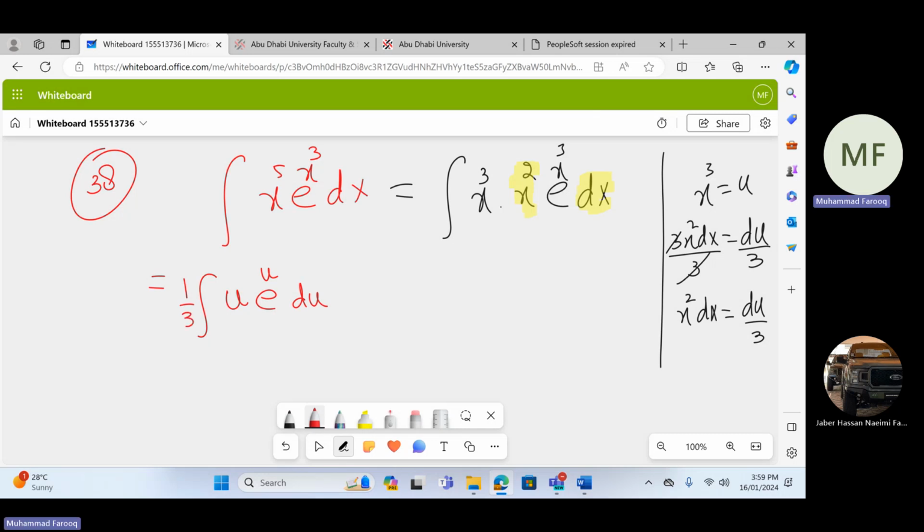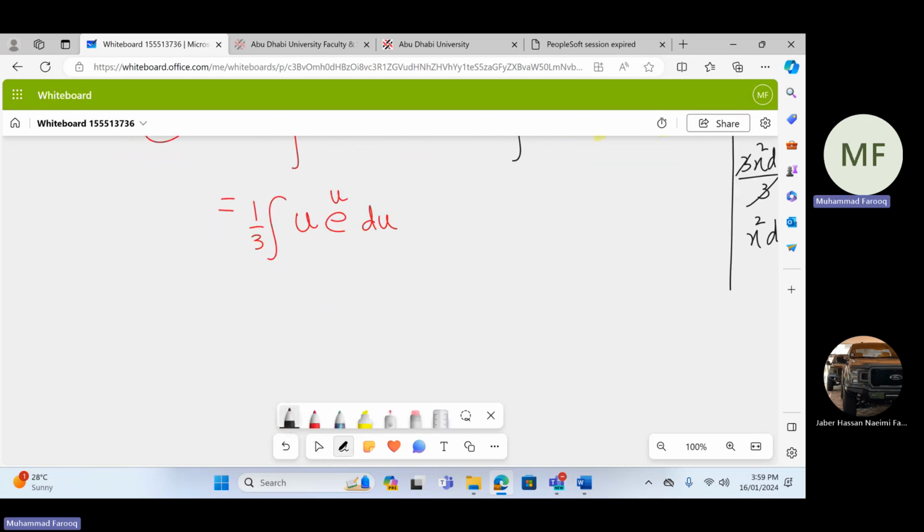So see, first we break x^5. Then we make the substitution. The question becomes this one. Now you use what? By parts. And for by parts, we know very well who is first, who is second. u first, and e is always second. Absolutely right. So please start by parts now. Don't forget 1 by 3 stays with it at the end.